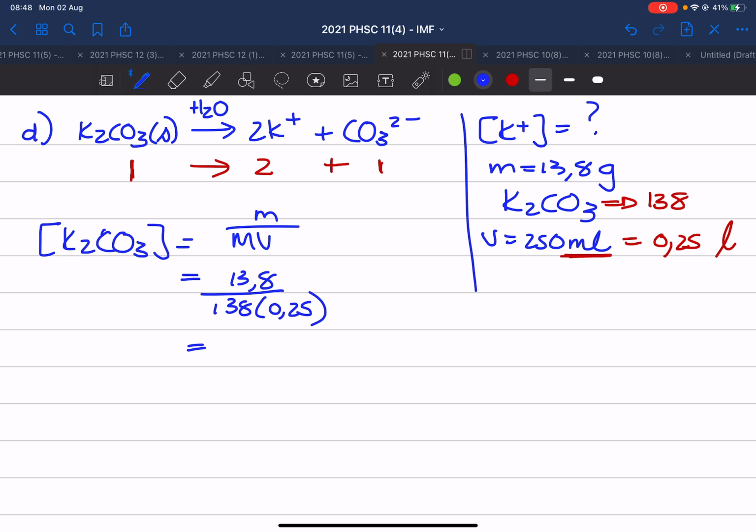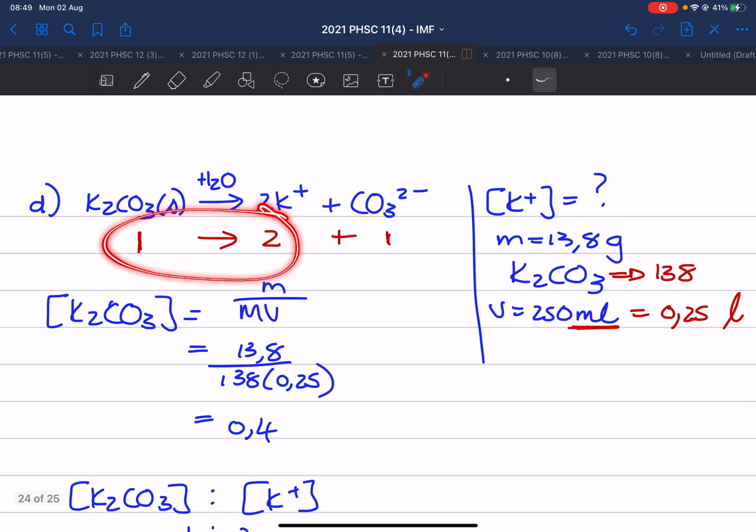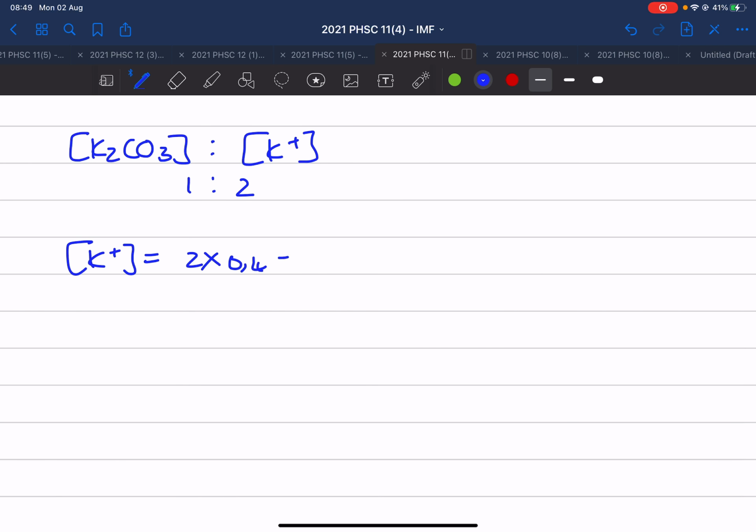And you get that concentration to be, sorry, and I just want to double check. As you know, I also make mistakes. 0.4. Then we say, right, so the ratio of potassium carbonate to the potassium ion is 1 to 2. We got that from here. So we can say the concentration of the potassium ion is 2 times 0.4, and that gives me 0.8 moles per decimeters cubed.